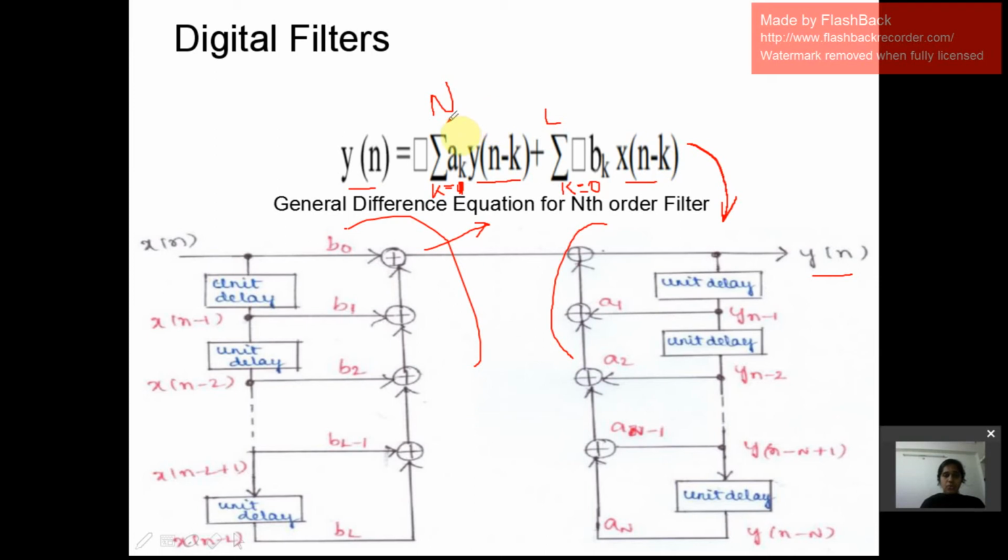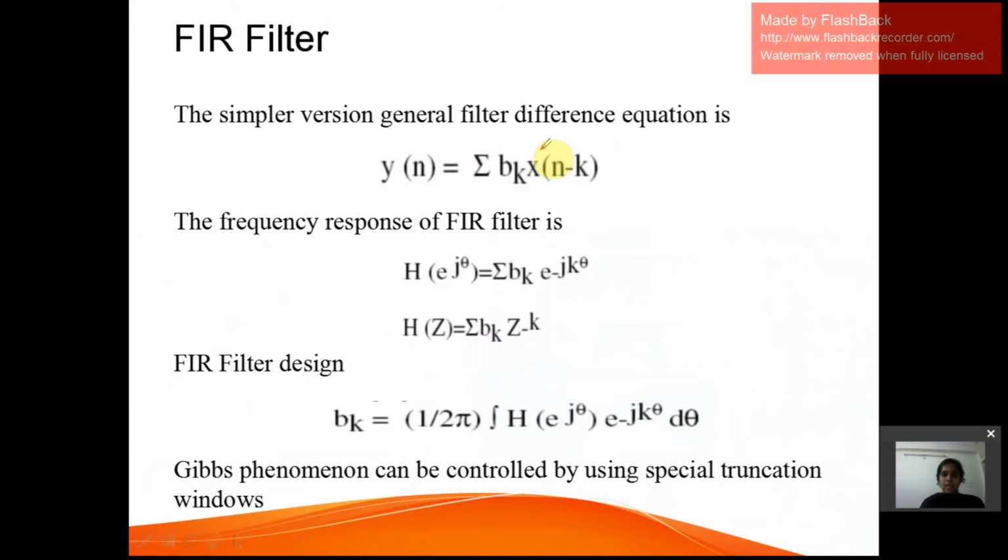Now you have to choose these coefficients called ak, bk. These a suffix k and b suffix k are the coefficients of the filter. The selection of these coefficients should be appropriate to realize the filter. Whatever filter you want to realize, you need to appropriately select its coefficients. Now coming to the two types of filters. What are the two different types of digital filters? Generally those are finite impulse response and infinite impulse response filters, FIR filter and IIR filter.